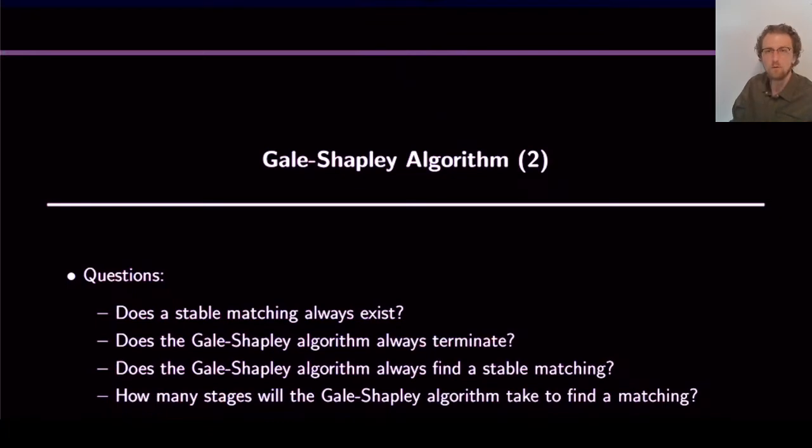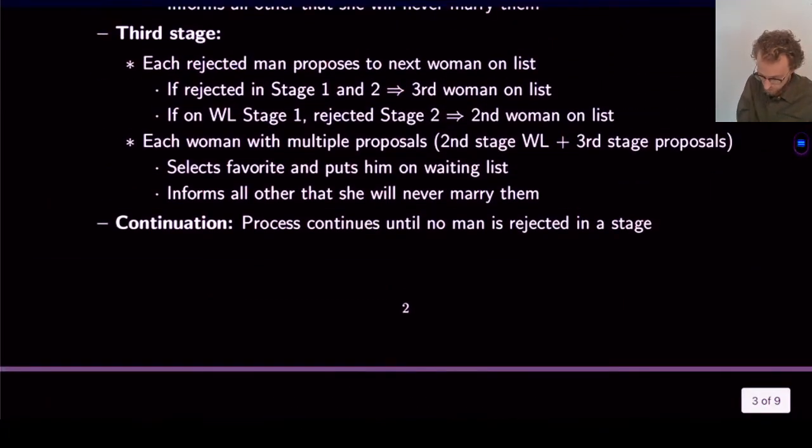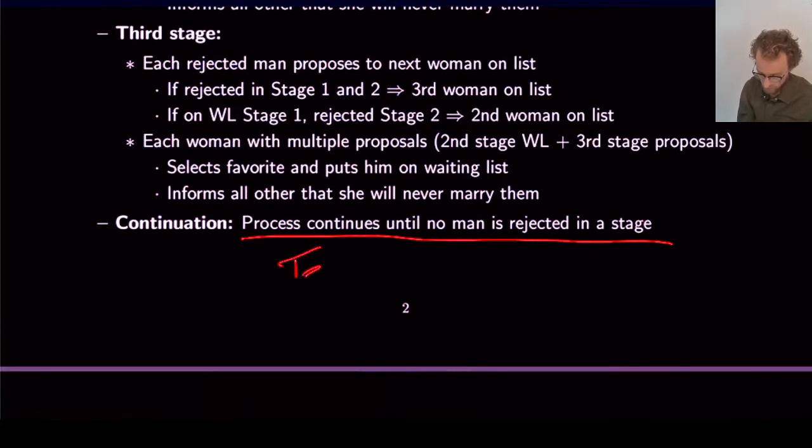Oh, and before I do this, I need to make sure that I mention the termination condition. Our termination condition is that we have a stage, or a round, where proposals are made, but then no man is rejected. That's what termination means. So as soon as we have a stage where there are no rejections, then we're done, right? And we call that a terminated algorithm.